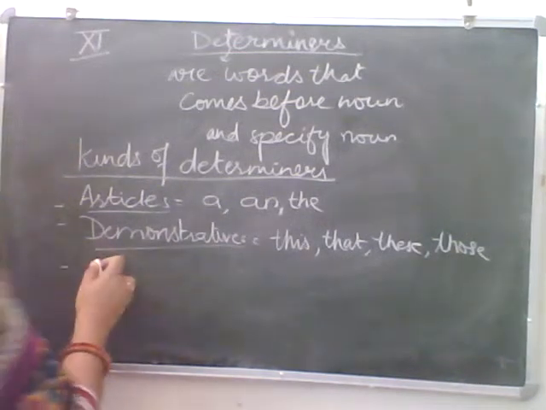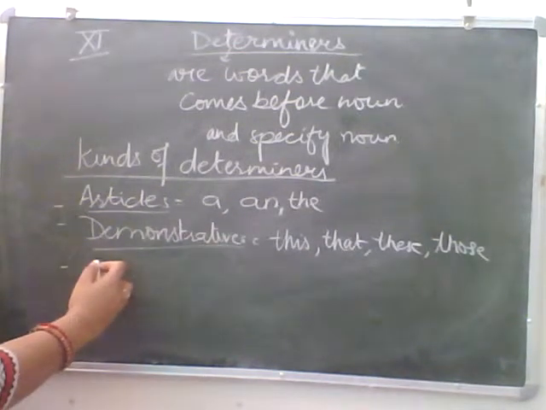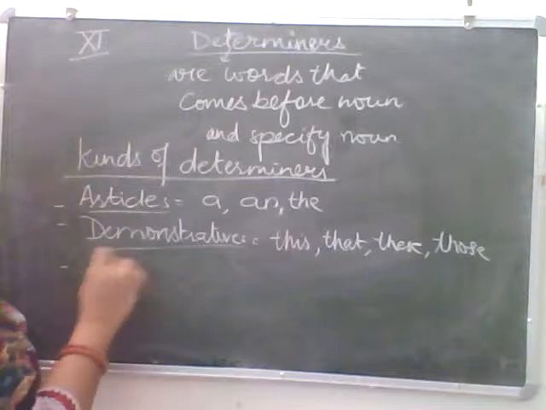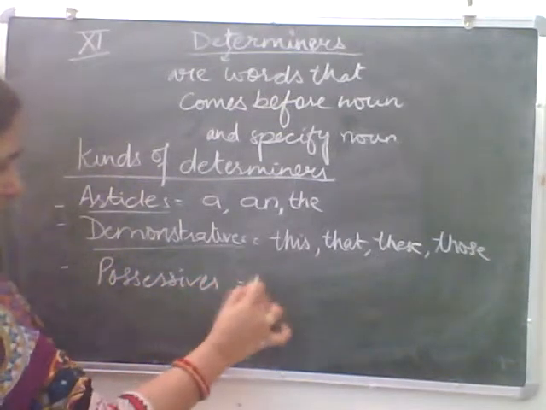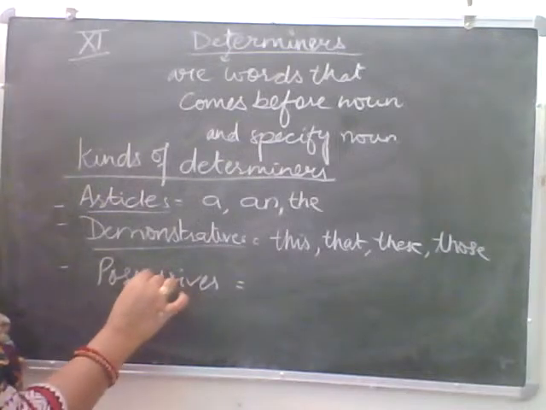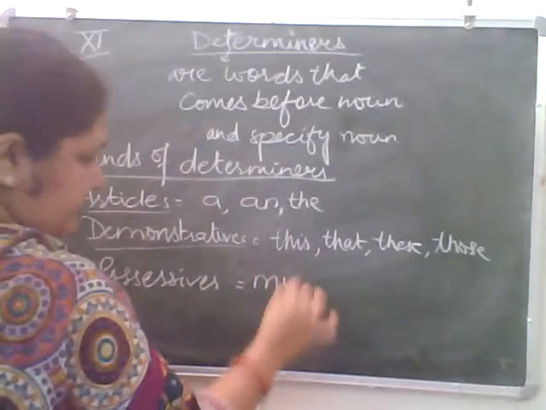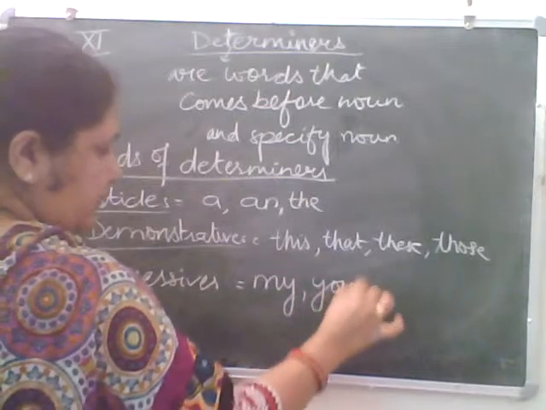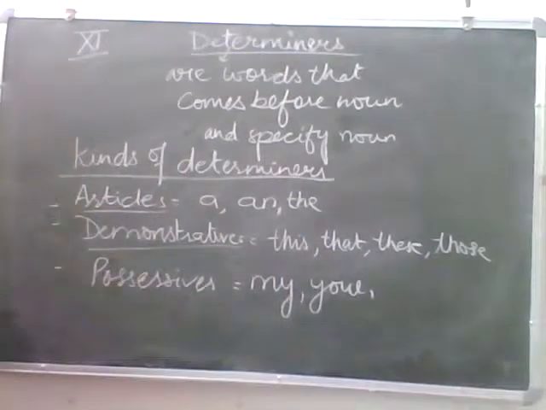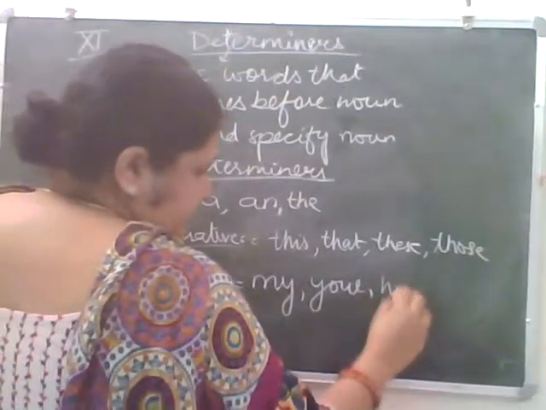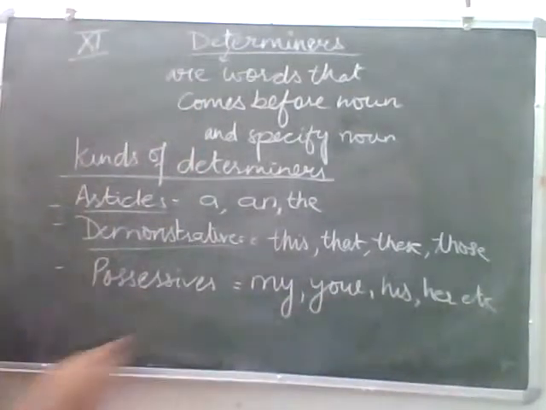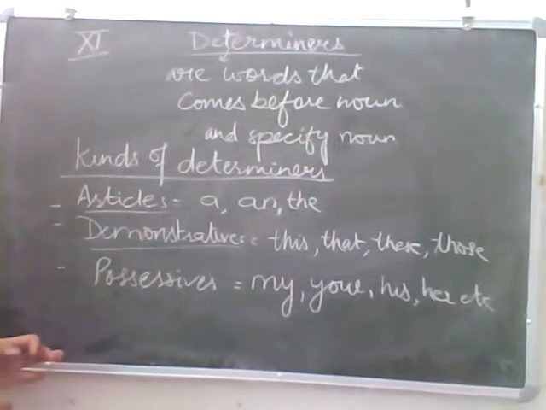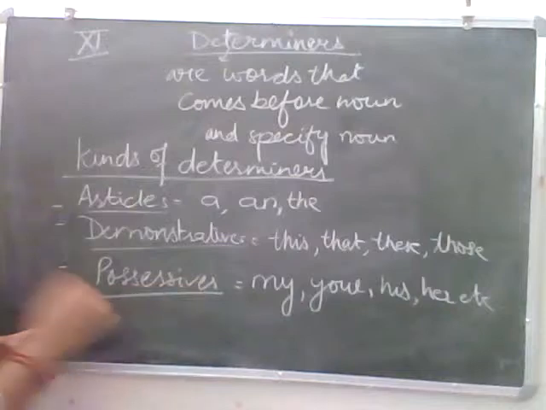Next, the determiners that we will do are called possessives. Possessives include my, your, his, her, etc. So these are called possessive determiners.